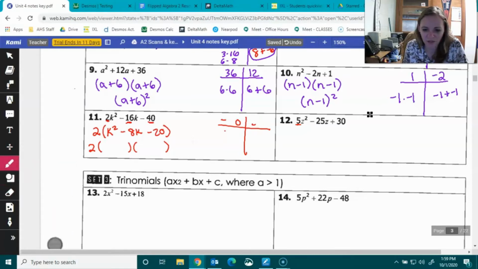Alright. Sorry, you don't want to look off this one anymore. Oh, that was my big mistake. Now I'm looking off of this one. Whoops. Alright, negative 20 and negative 8. 4 and 5. 2 and 10.